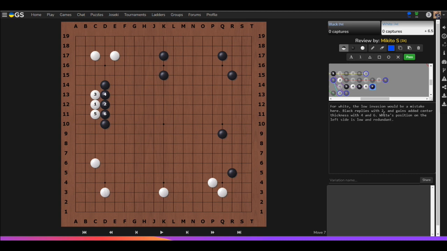Black replies with 2 and gains added center thickness with 4 and 6. White's position on the left side is low and redundant, right? So this is really cool to understand when we should use high and low. If we want a running battle and the running battle is going to favor us because we're strong on both sides, then this is a very good move to play high in between here.